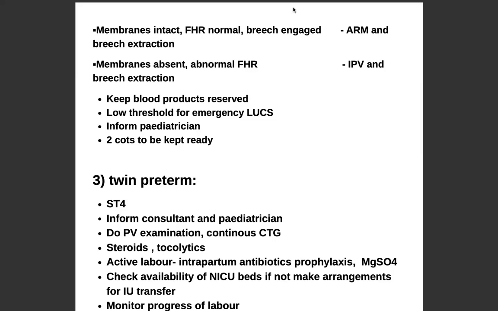Yes, depending on the findings, if you or the consultant can deliver by breech extraction, then it will be much faster than performing a cesarean section, right? In cases of abnormal fetal heart rate, right? Also, in breech, make sure that we offer the ACV, and that blood products are reserved for this patient, and a low threshold for the cesarean section. Yes.